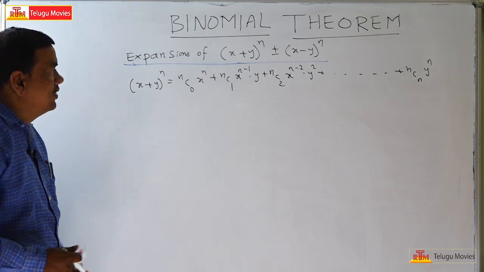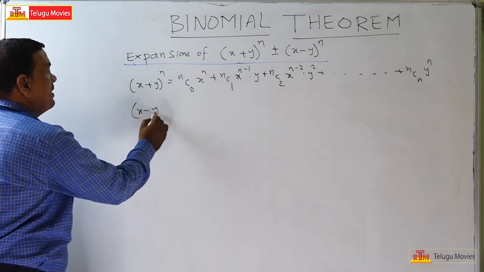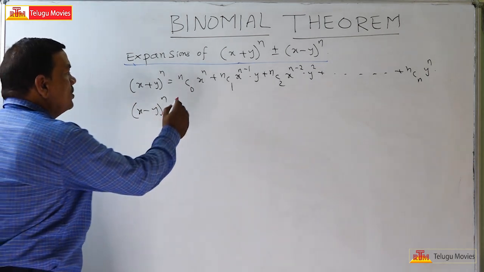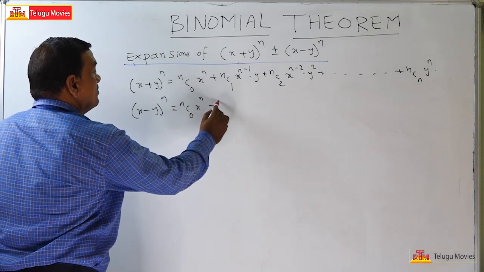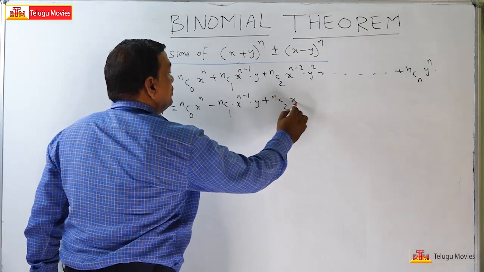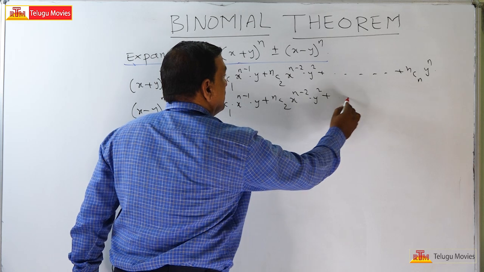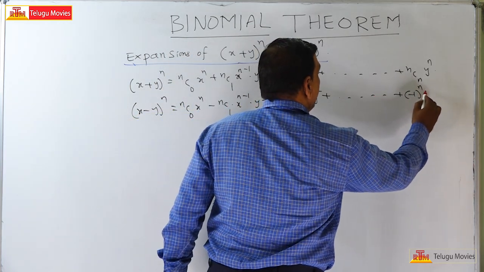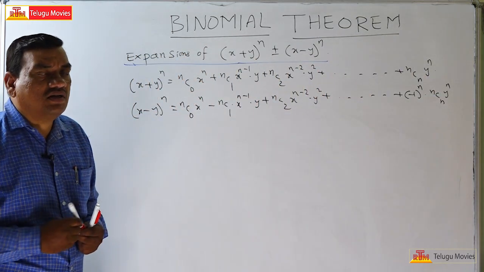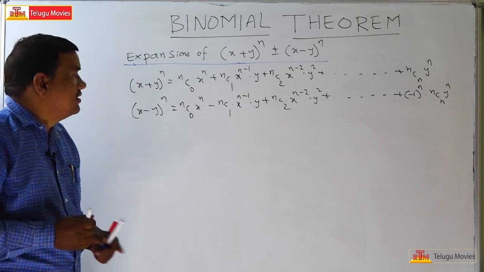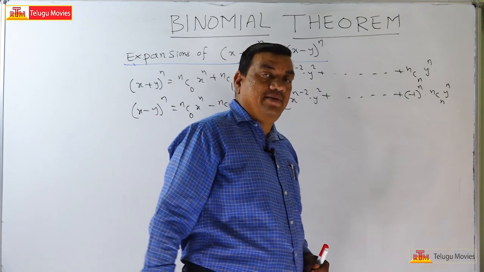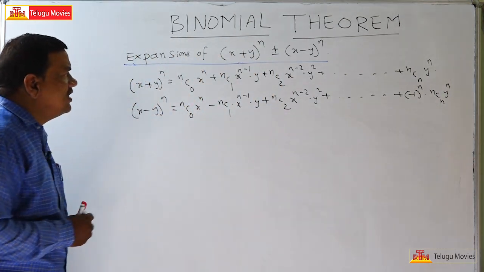Understand this. Now, let us see the expansion of (x - y)^n. You know that this is alternate, plus and minus will come. So, nC0 x^n - nC1 x^(n-1) y + nC2 x^(n-2) y^2 and so on, the last term is (-1)^n nCn y^n. The last sign, either plus or minus, depends upon the power n. That's why I wrote (-1)^n. Now these are the two expansions.